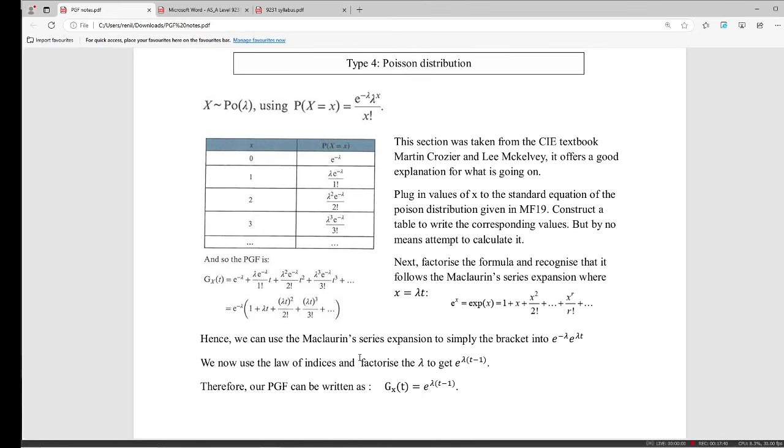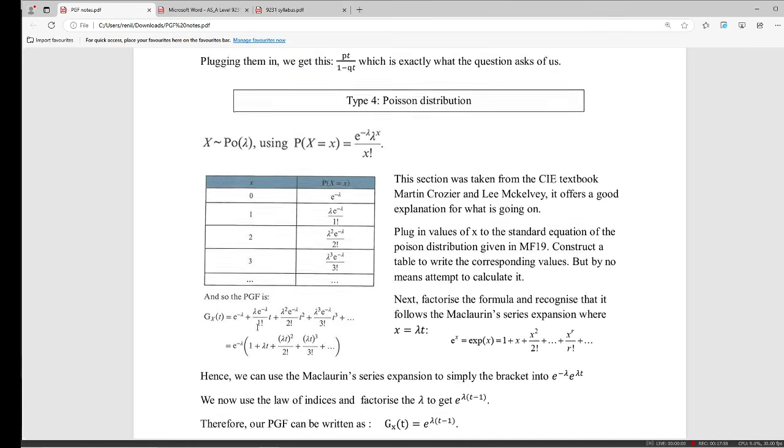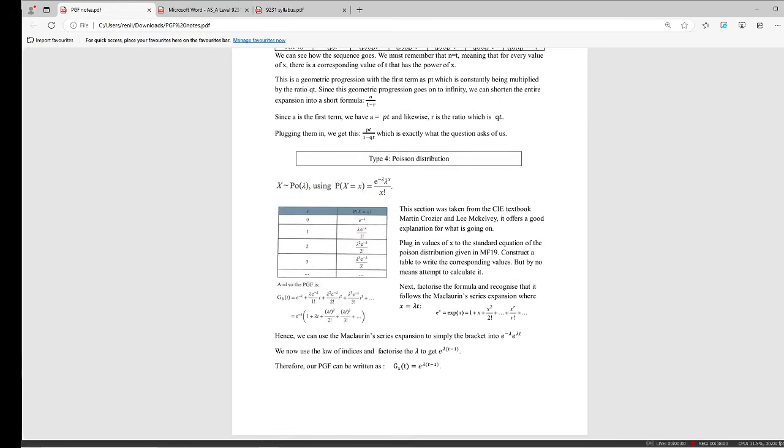Now once again, using the law of indices and factorization, you can get your lambda factorized. So we have e to the power of negative lambda plus lambda t, and if you factorize lambda, you're going to get this right here. So our PGF will be this over here, and it's really simple to do. And that pretty much sums up all of PGFs.